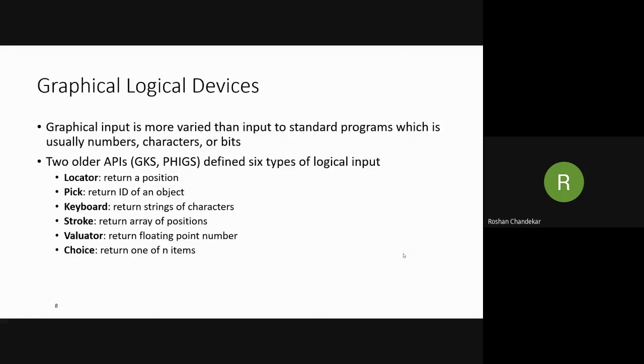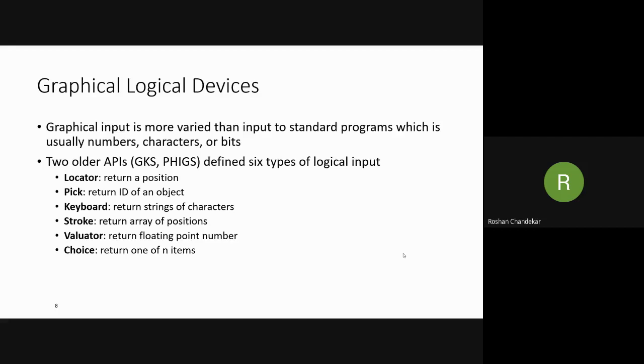Now the graphical logical devices. Graphical input is more varied than input to a standard program, which is usually numbers, characters, or bits. So two older APIs, application program interfaces, define six types of logical input: locator, pick, keyboard, stroke, valuator, and choice. These are the six different types of logical inputs that we are discussing here.